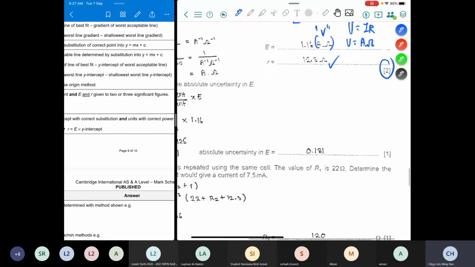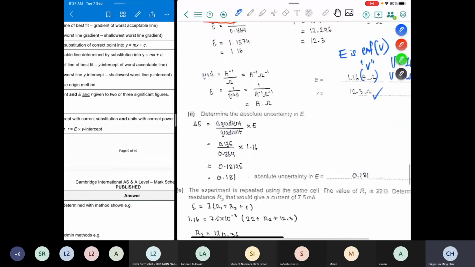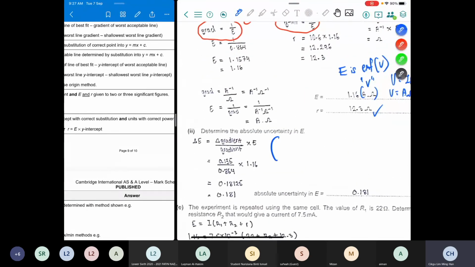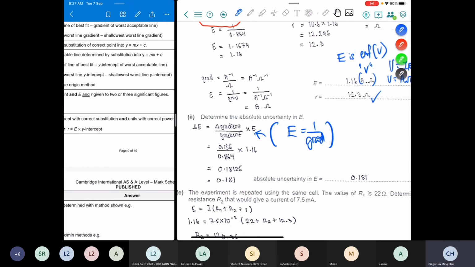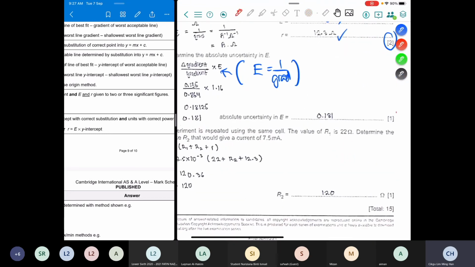Put a V. And lastly, the uncertainty for E. So the uncertainty for E comes from this one. E equals 1 over gradient. That's why it's very easy, this one, because we have only one variable here. So it's the gradient uncertainty over the gradient. This is the answer from part C, part 3, the one that you calculated just now. And you get the uncertainty here. Okay, so this one will be another 1 mark.